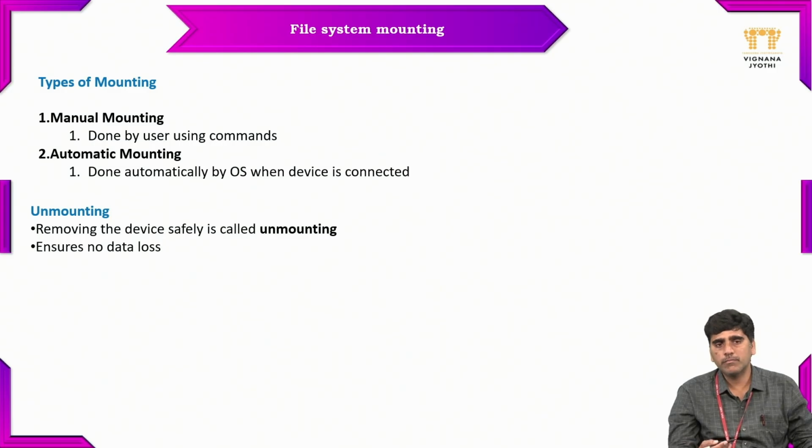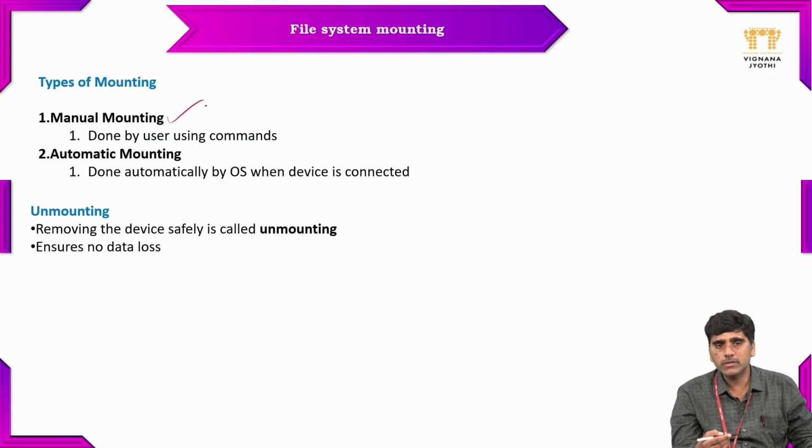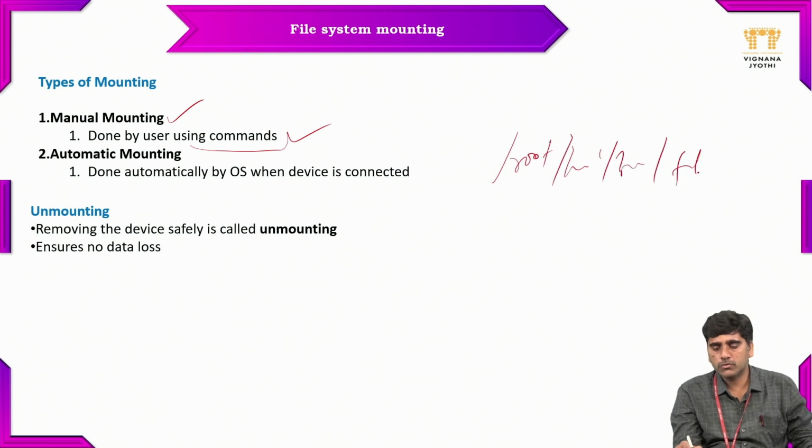So there are two types of mounting. One is what? Manual mounting. In manual mounting, the user does it by using commands. This mostly happens in Linux operating systems. So when a user wants to store a particular file, he always checks the mount points like root, slash lib, slash bin. Through the directory you can save that particular file.